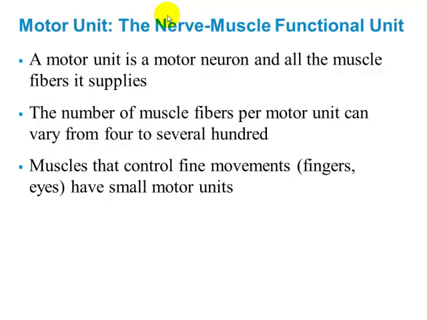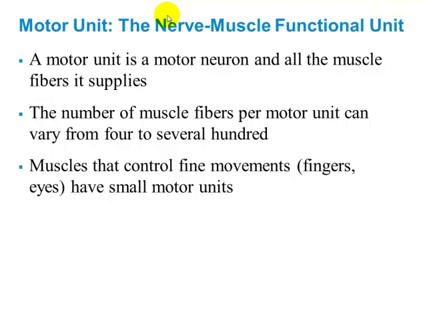So what we need to talk about here, just very briefly, because we haven't really gone into the nerves or neurons too much, is what's called the nerve muscle functional unit, or the motor unit. A neuron, which is a cell of the nervous system, is going to supply signals to possibly one, possibly more muscle fibers. Remember, muscle fiber means muscle cells.